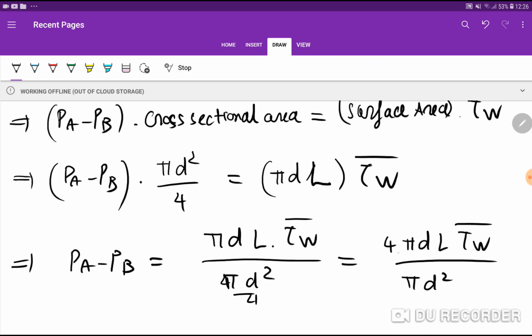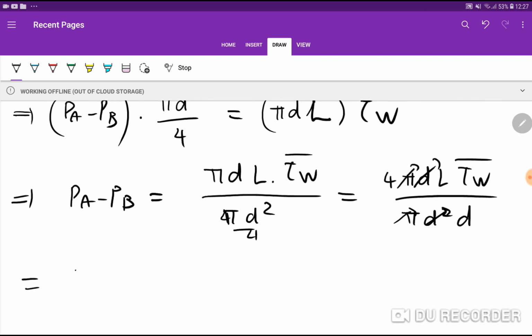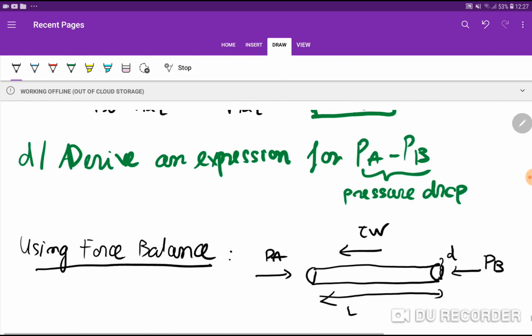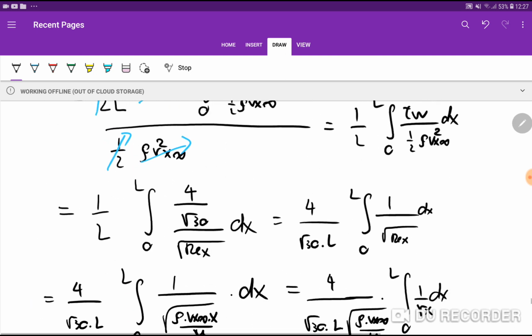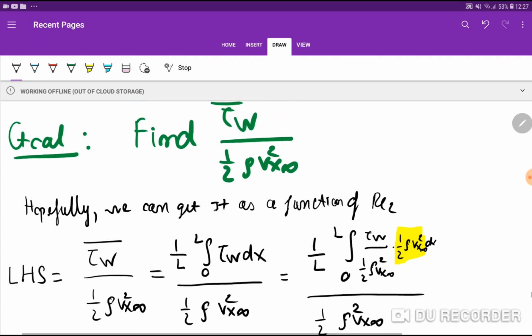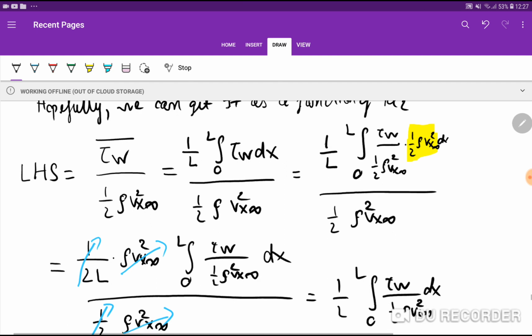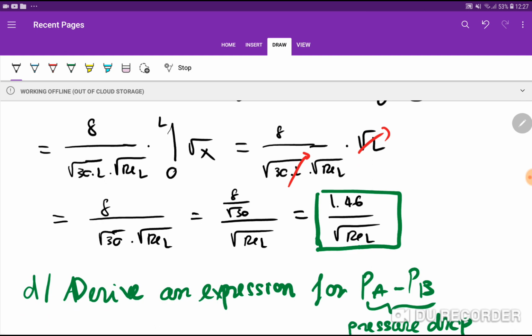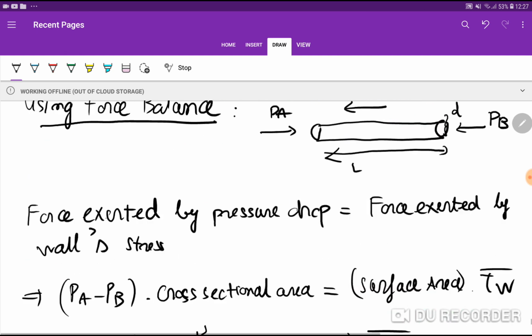What term can we cancel out? We can cancel the pi out, and d out, so it becomes d. So this becomes 4 times L times average shear stress over D. Y'all remember from part C, we derived an expression for the average shear stress already. Again, just the tail part, just like part B. So we have this term right here in green, tau w over 1/2 rho Vx infinity squared. We get it as a function of the Reynolds number, right? We get it right here, 8 over square root of 30 and square root of Re_L. So let's go ahead and use that.